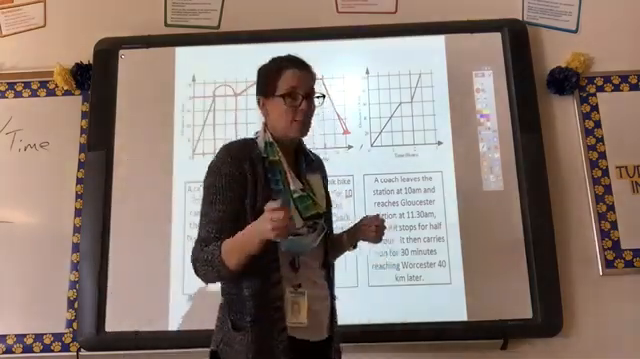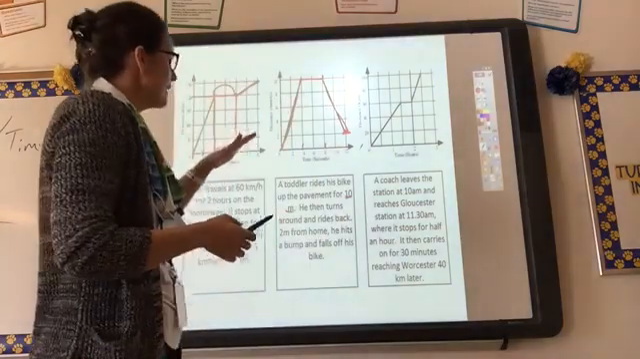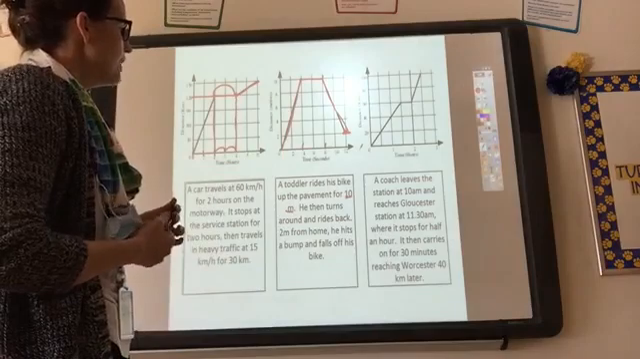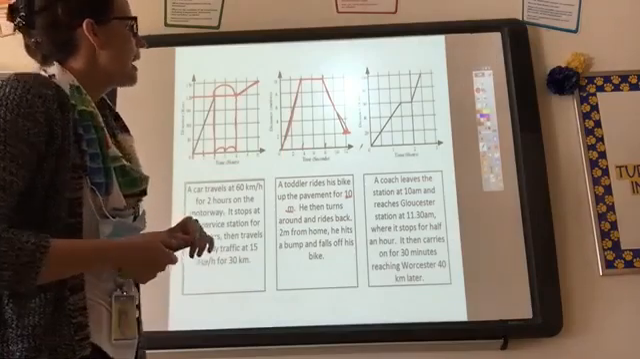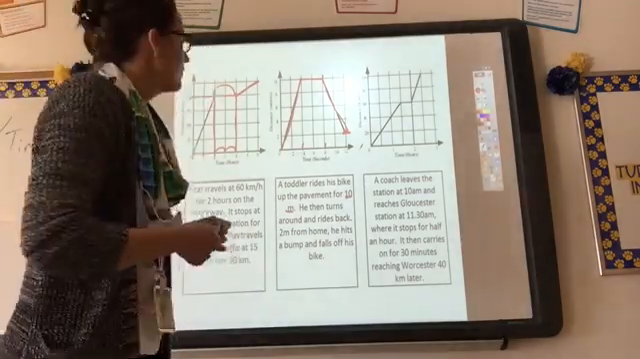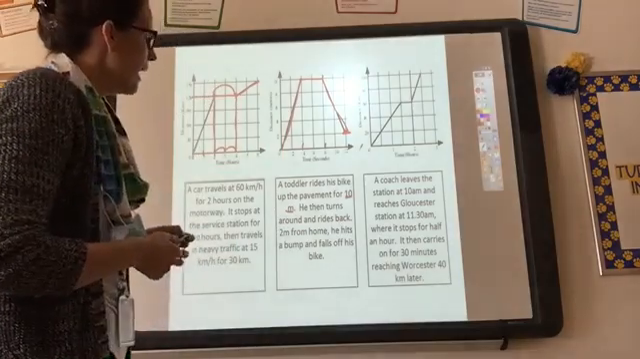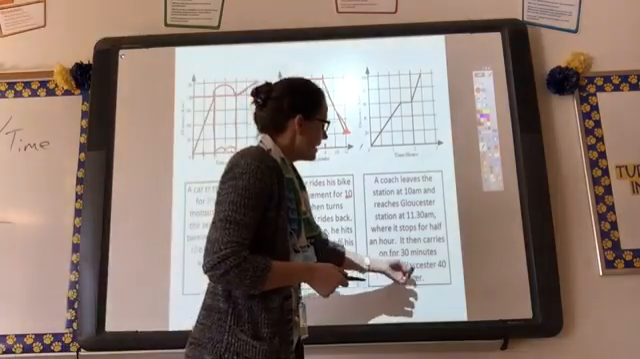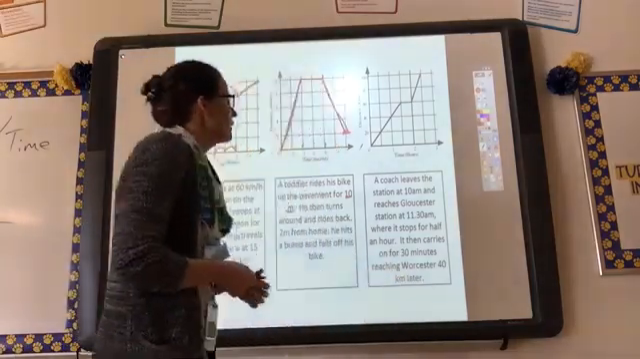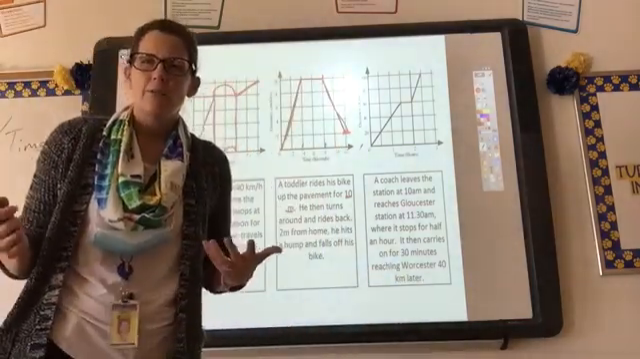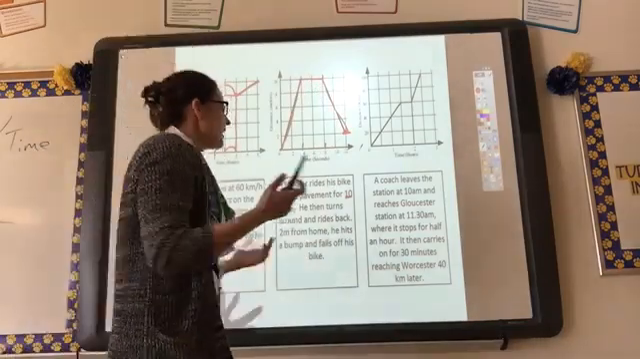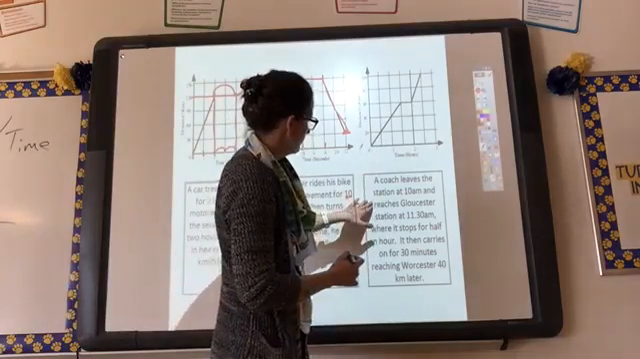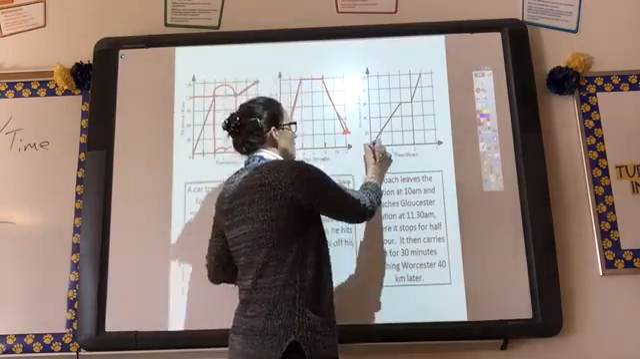All right, let's look at the last one. The last one says, a coach leaves the station at 10 a.m. and reaches a town at 11:30 a.m. where it stops for half an hour. Then it carries on for 30 minutes, reaching the next station 40 kilometers later. So a coach is just a fancy word for a bus, okay? So here we've got a bus. It leaves the station at 10 a.m., so there we go.